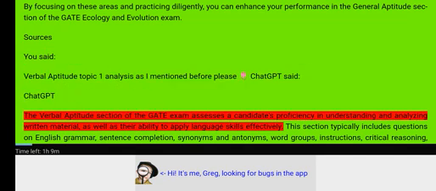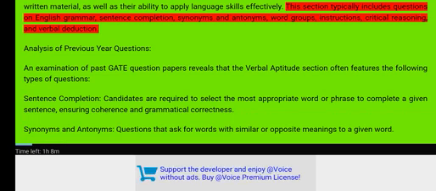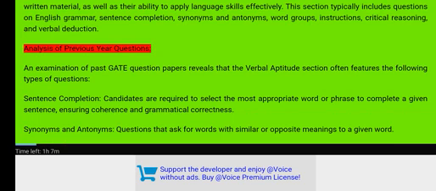The verbal aptitude section of the GATE exam assesses a candidate's proficiency in understanding and analyzing written material, as well as their ability to apply language skills effectively. This section typically includes questions on English grammar, sentence completion, synonyms and antonyms, word groups, instructions, critical reasoning, and verbal deduction. Analysis of previous year questions.